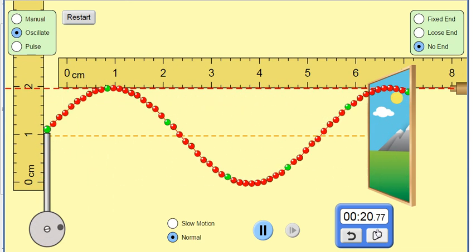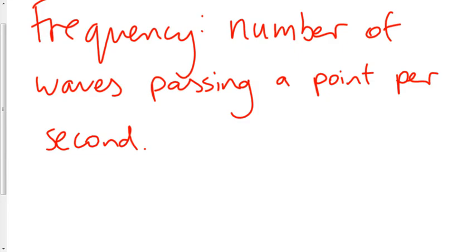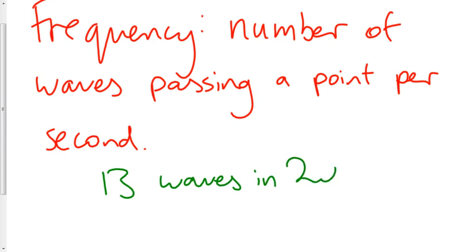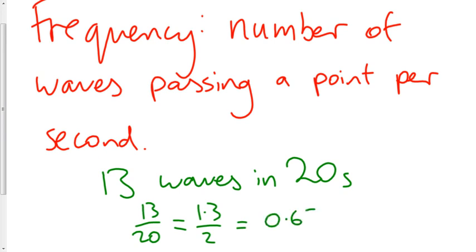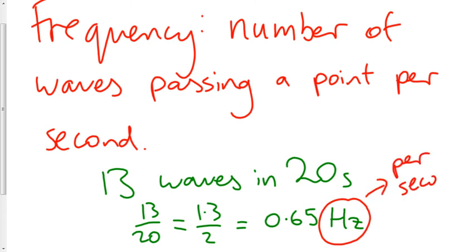So if there are 13 waves in 20 seconds, how many waves are there per second? Well, it's 13 divided by 20, which is 1.3 divided by 2, which is 0.65, I believe, hertz. Now, the unit for frequency is hertz. Hertz means per second. So waves per second. 0.65 hertz means 0.65 waves per second.